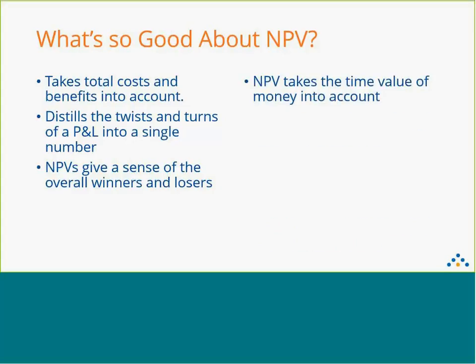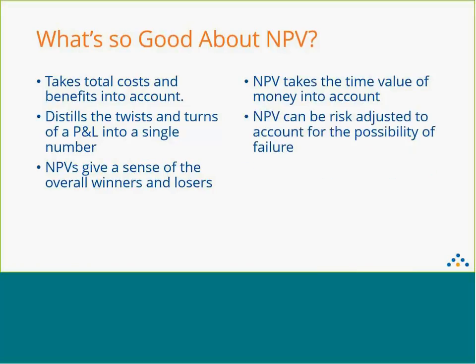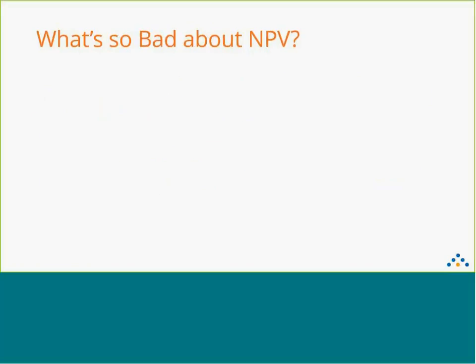And finally, it takes the time value of money into account as well, knowing that what we have today is more valuable than what we might have 5 years from now. It can be risk-adjusted quite easily, and we'll talk about that in a moment, to account for the possibility of failure. And of course, it's familiar to many people. And familiarity does breed contempt, but it's also something that everyone understands or can begin to understand if it's explained to them in the context of the asset.